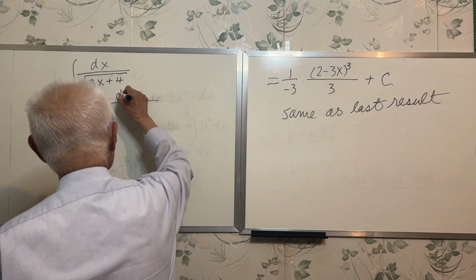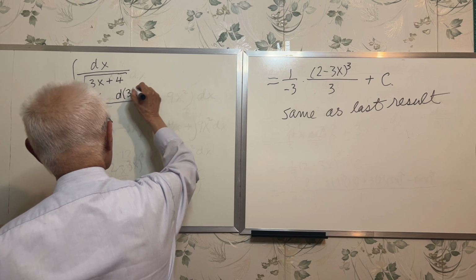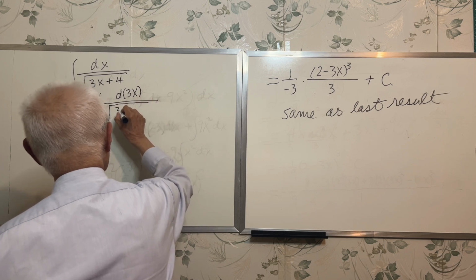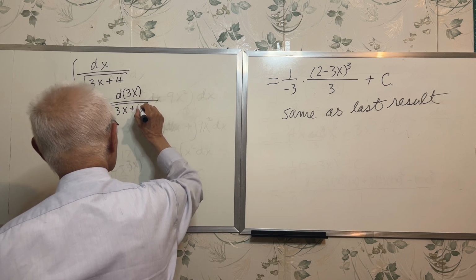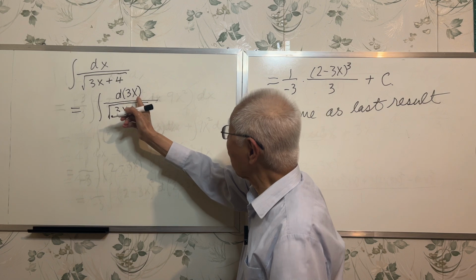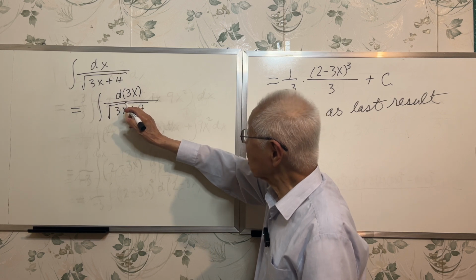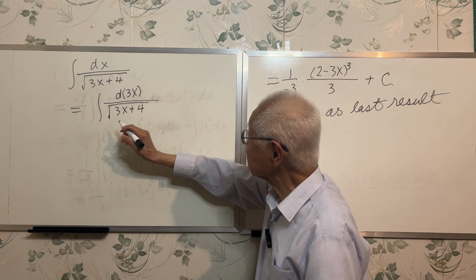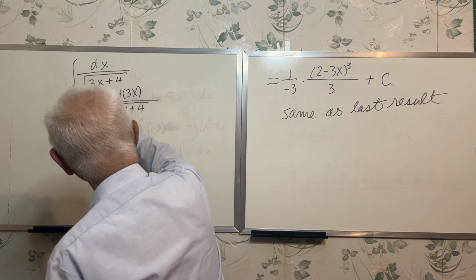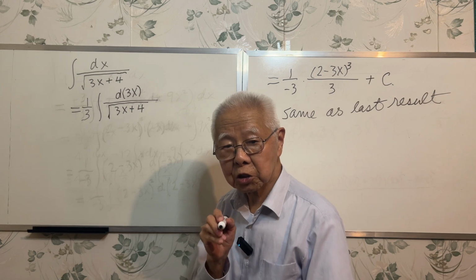I want 3 before x. But I cannot just write a 3 before x. I need to divide by 3, so that I am not changing anything.